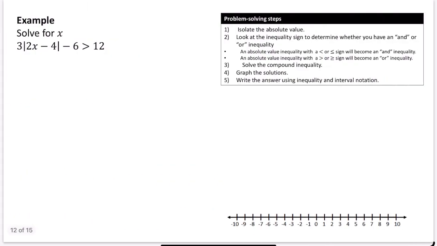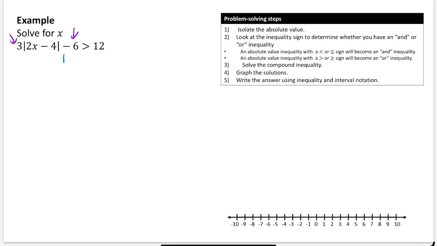So now let's try this example. So if I look at this, I see that I have a lot of things with my absolute value, right? So I have this 3 and I have this minus 6 that I need to work on getting rid of. Well, remember, whenever we're getting rid of the extra fluff around our absolute value, we always try to add or subtract before we multiply or divide in general, right? So usually that's what we do, and that's what's going to work in this problem.